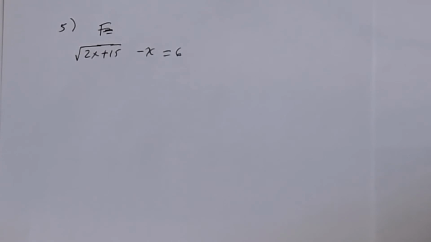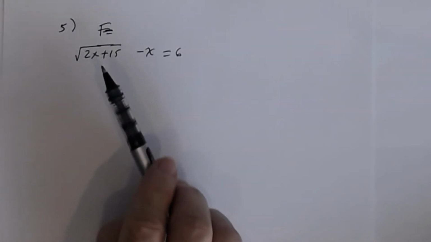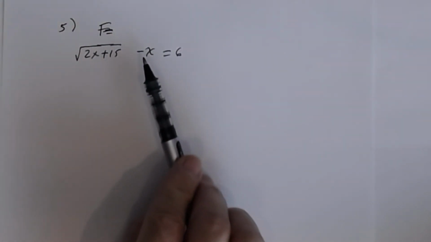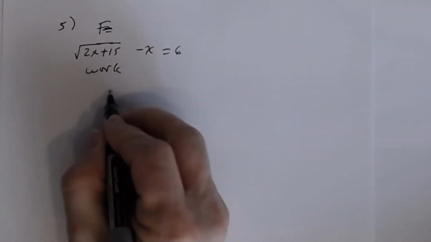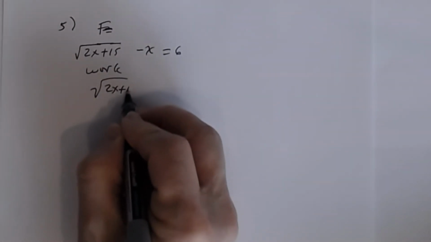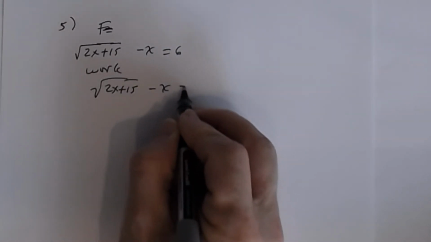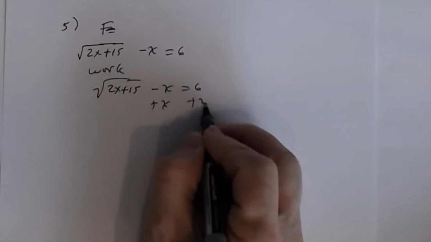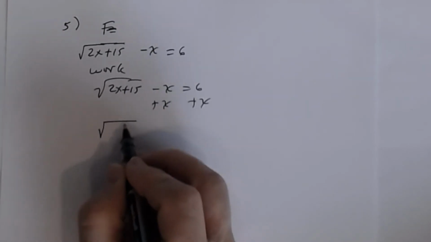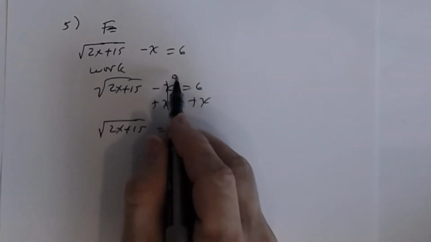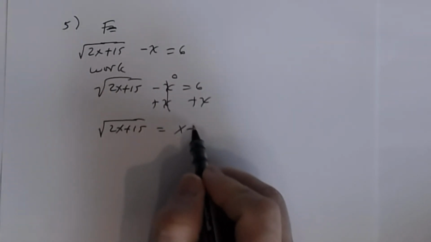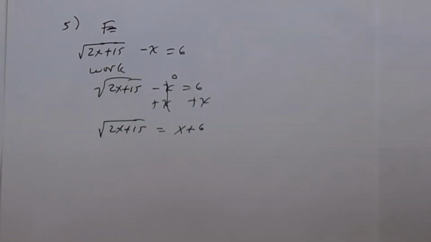Again, remember you have to get the radical by itself, so I have to get rid of this term. I'm going to add x to both sides. So let's do the work. I'm going to rewrite this over. I add x to both sides, so I get the square root of 2x plus 15 equals x plus 6. Okay, I'm good.